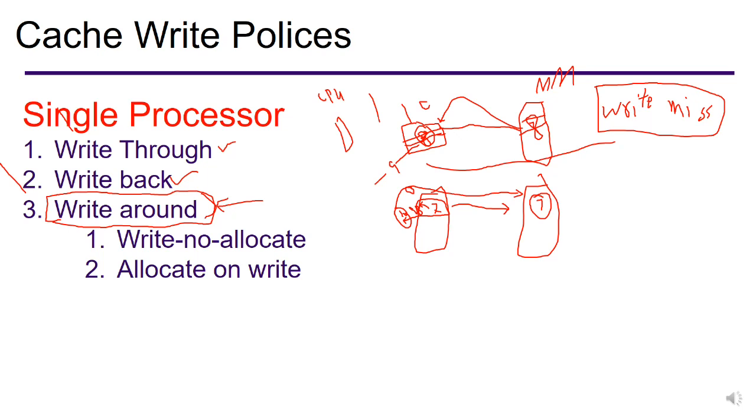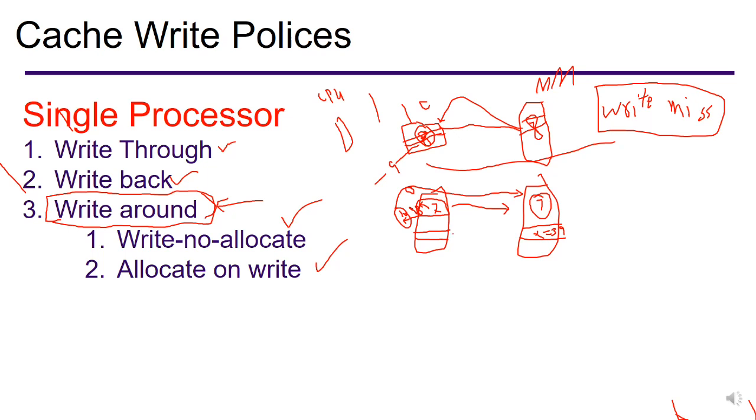In write around, there are two types: write no allocate and write allocate. For example, the CPU wants to write 3 at this line. For example, this is line number 9. The CPU wants to write the value x is equal to 3 here. The value is not present in the cache. The CPU will check this block number 9 here. If it's not present, write miss occurs.